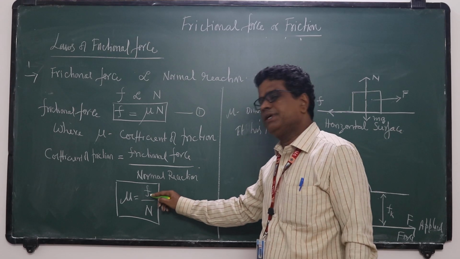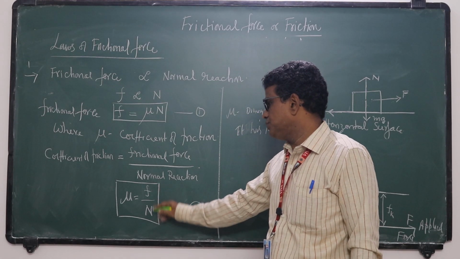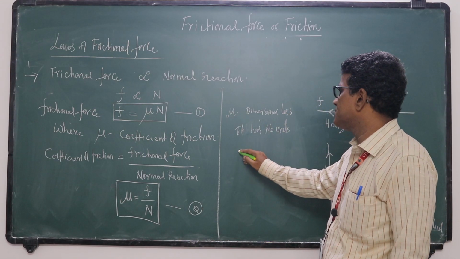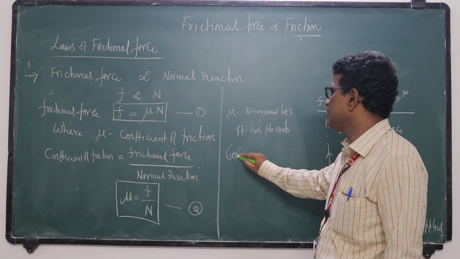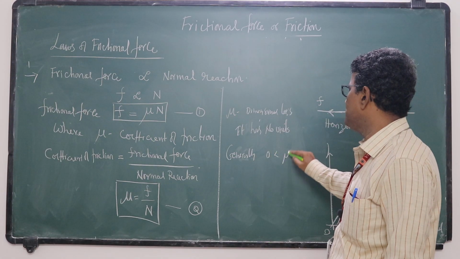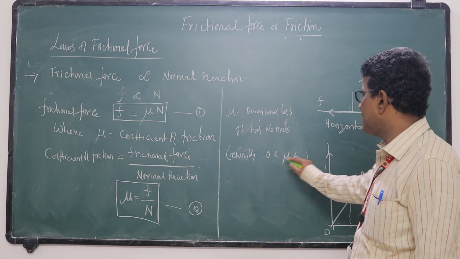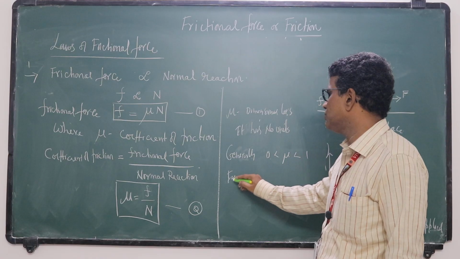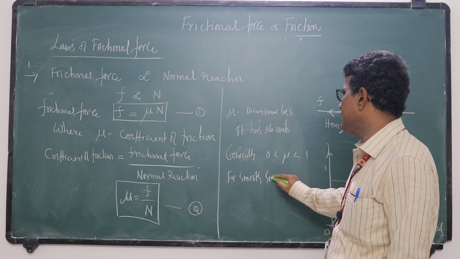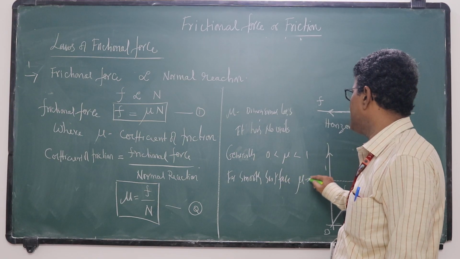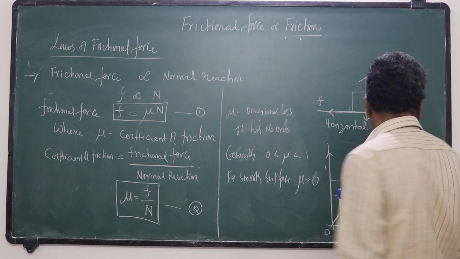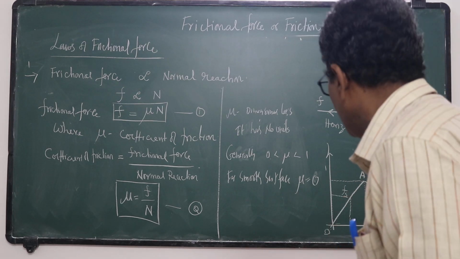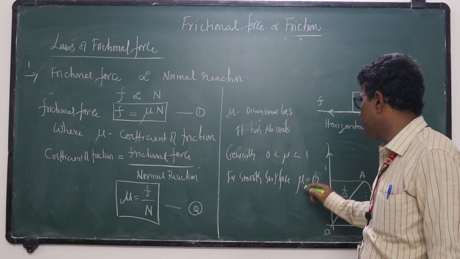Because frictional force is measured in newtons, normal reaction is measured in newtons. Newtons get cancelled. So mu has no units. So it is a number. Its value lies generally between 0 less than mu less than 1. That means its value lies between 0 and 1. For smooth surface, we can take it as zero. Frictional force is 0. Okay. For smooth surface, mu is equal to 0.